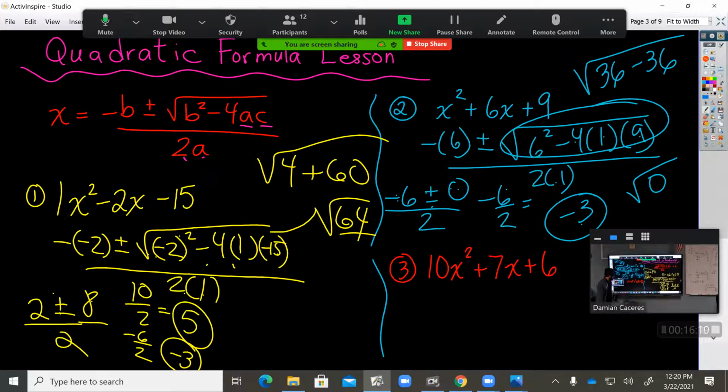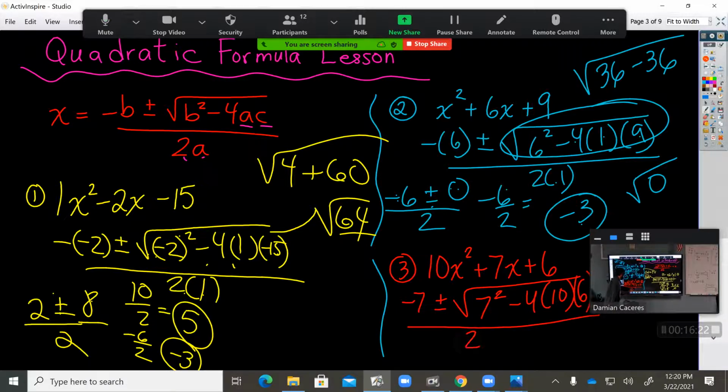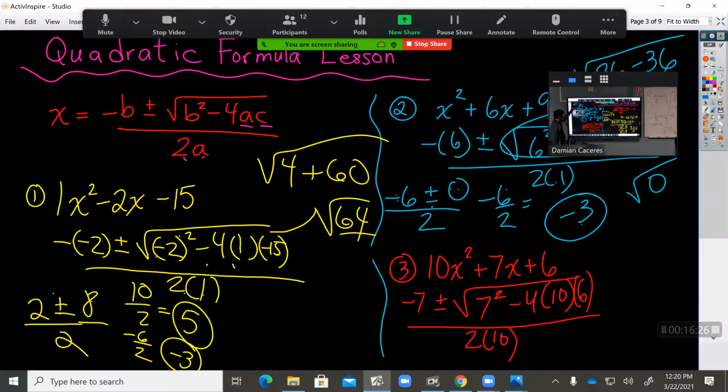Now on the red question here, negative b plus or minus square root of b squared minus 4 times a times c all over 2a. Now, negative 7 and the 20 are just going to come down to the bottom with the plus or minus. The only thing you're trying to replace is this spot with the value you get when you simplify your radical.